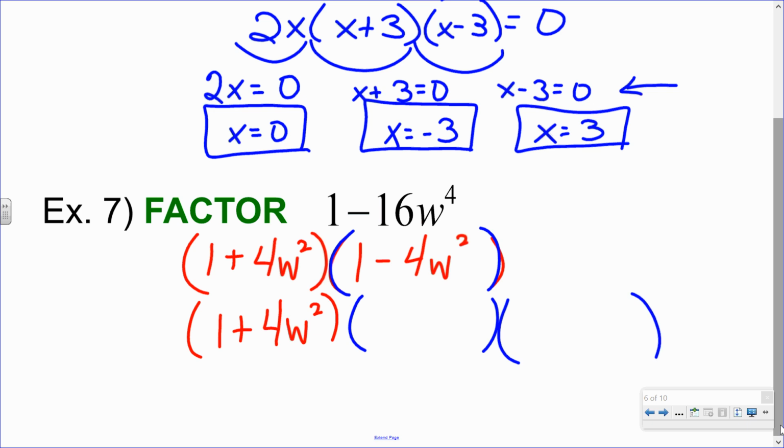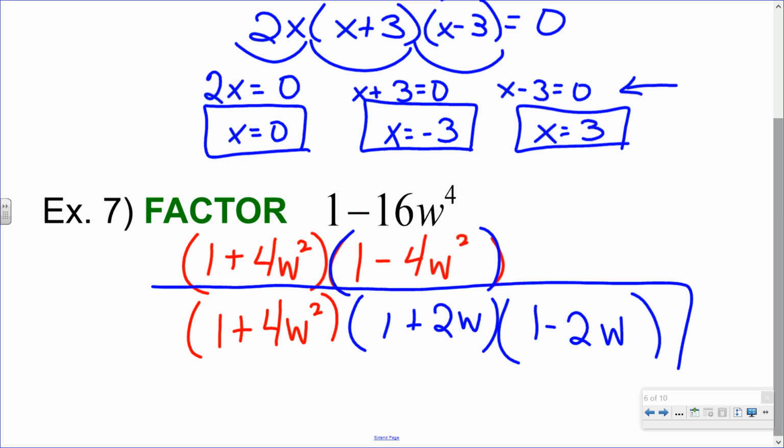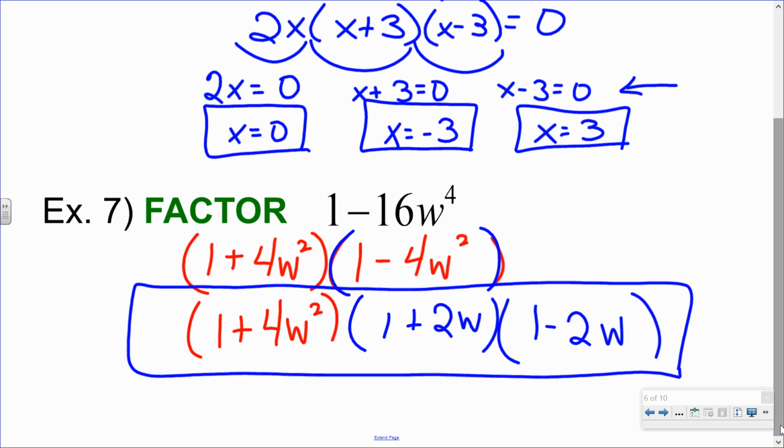If I factor 1 minus 4w squared, what will I have for that? Now I am completely finished factoring, so that is what I have. So we're good with GCF, grouping, and difference of squares.